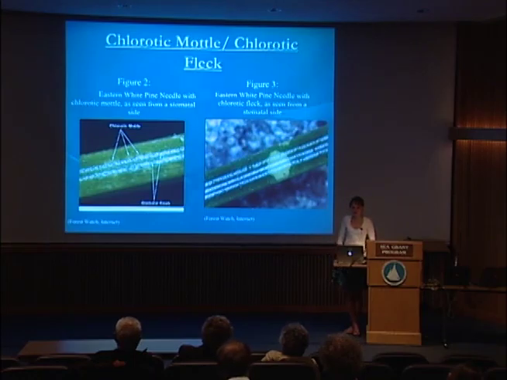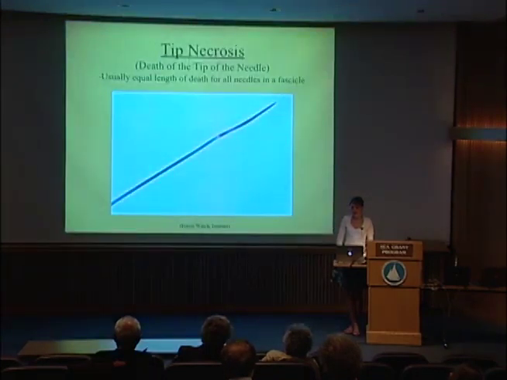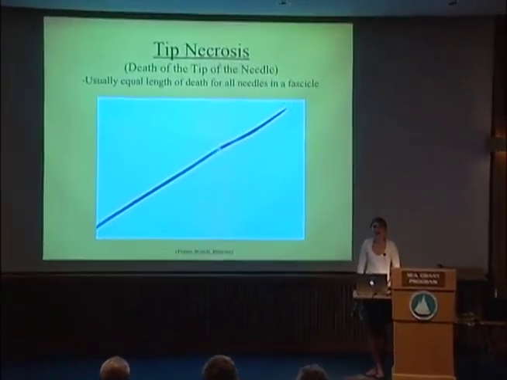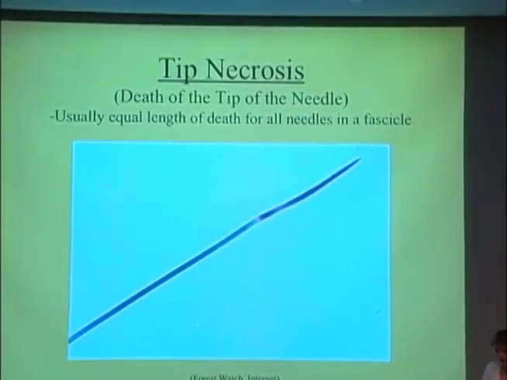Figure three on the right is something that you have to be able to distinguish it from. This is chlorotic fleck, and it's caused by abiotic factors like salt flecking or chemical damage, and that's more of a browned region that looks like the needle's been burned. And once you look at enough pine needles, you can really tell the difference between the two. So that's one characteristic that ozone pollution presents itself in white pine trees.